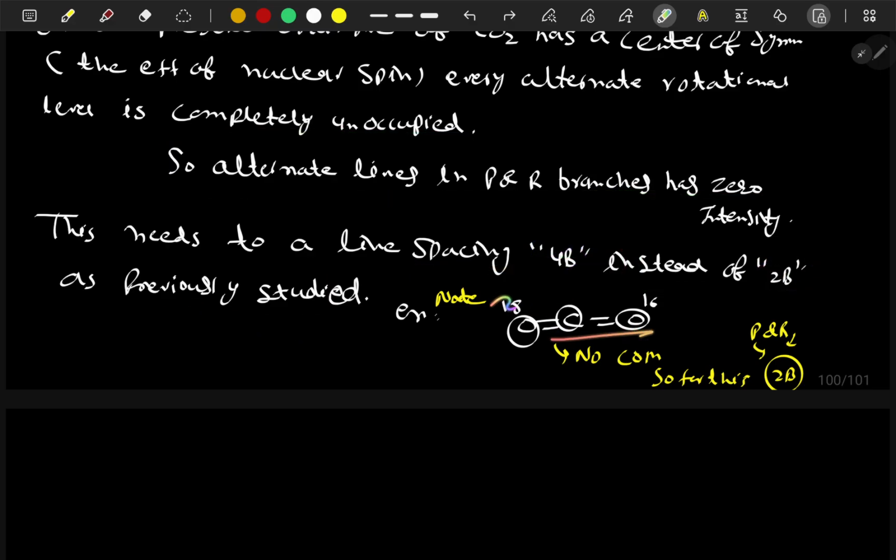And for this CO2, if the isotope is different, then what will happen? No center of symmetry. So in this condition there will be no effect of nuclear spin, and the separation between P and R lines is 2B. And if both oxygens are 16 or both are 18, then a center of symmetry will be there, so the separation will be 4B. This is the more important part. Thank you very much.